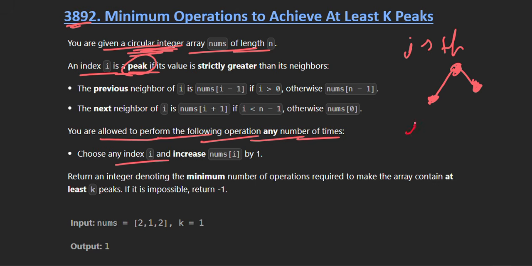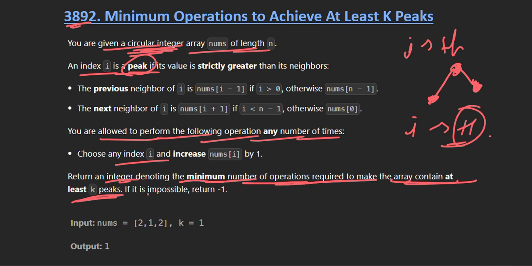Like we can choose any index i and then increase its value by plus 1 any number of times, and we have to return an integer which denotes the minimum number of operations which are required to make the array contain at least k peaks. So in the previous question we were asked to maximize the peaks, but here we are asked to find k peaks, and if it is impossible then we return -1.